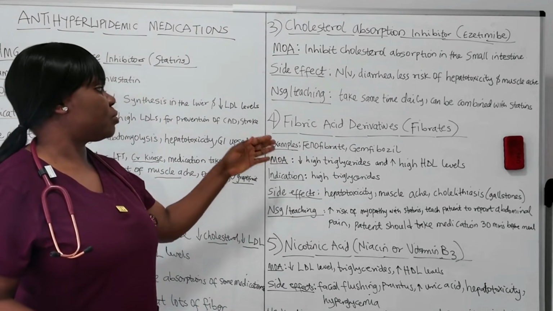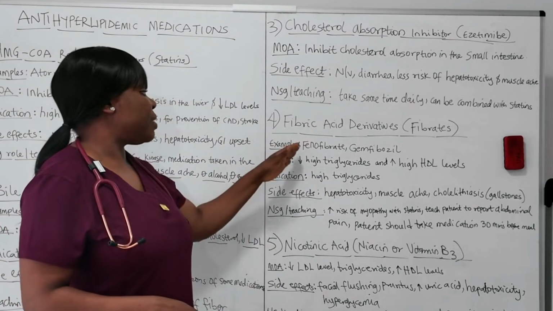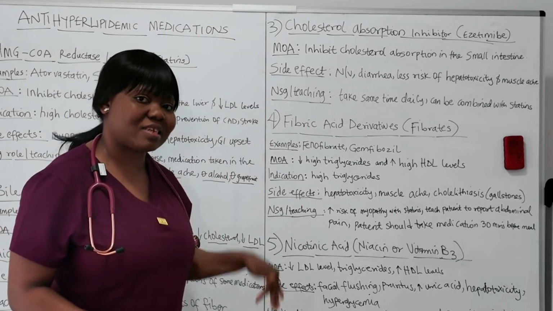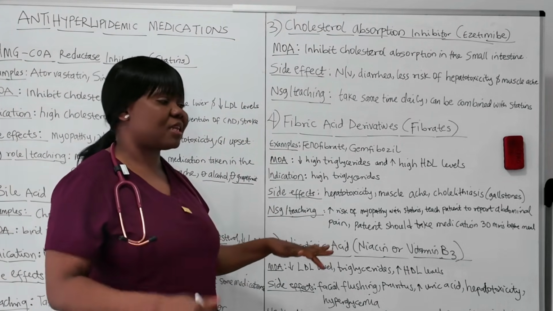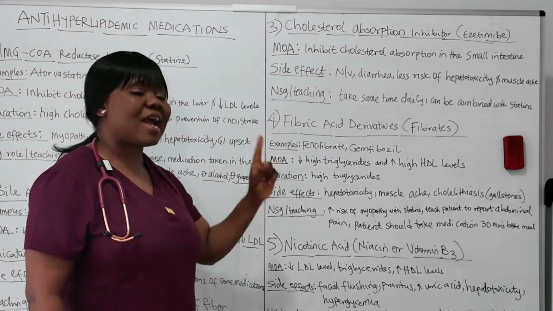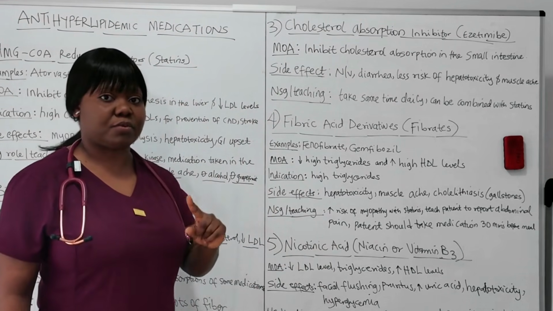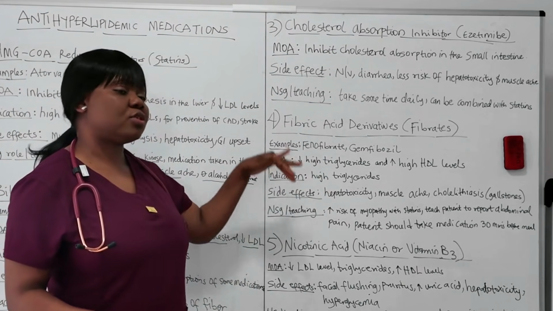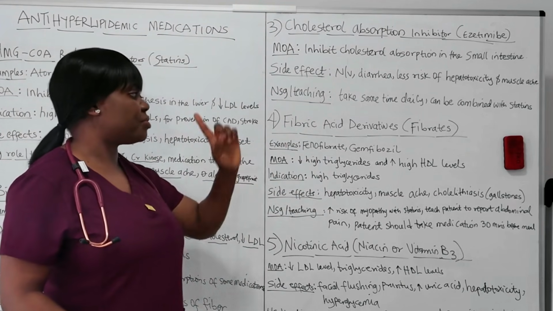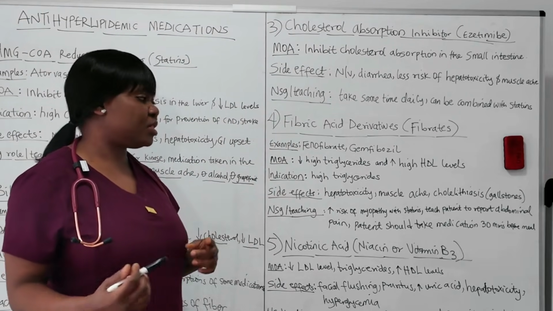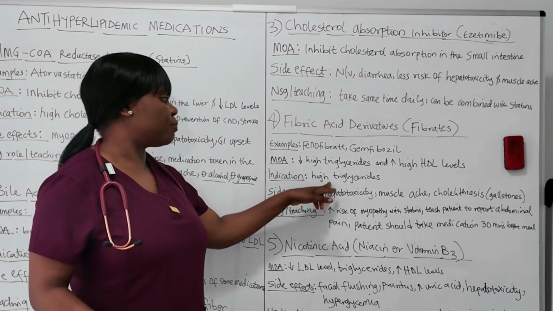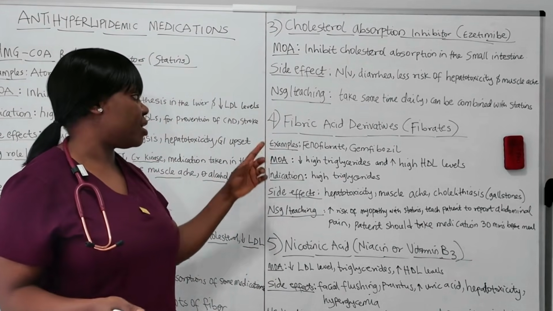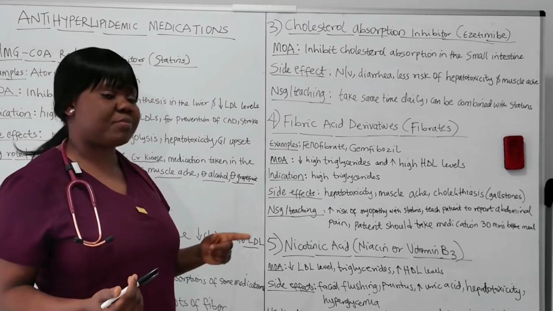Then the fourth group of medication we'll be looking at is the fibric acid derivative, what we call the fibrates. Examples include fenofibrate. Now this medication, the mode of action is to decrease high triglyceride. Don't forget, it decreases high triglyceride and it increases high density lipoprotein levels. Since the mode of action is decreasing triglyceride and increasing high density lipoprotein levels, it means it's used basically for high triglyceride. So when the triglyceride is high, this patient will benefit from fibrates.